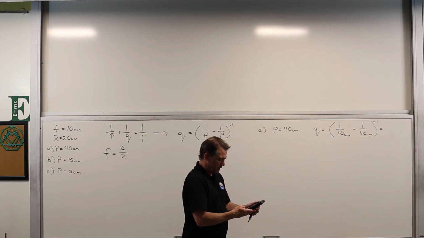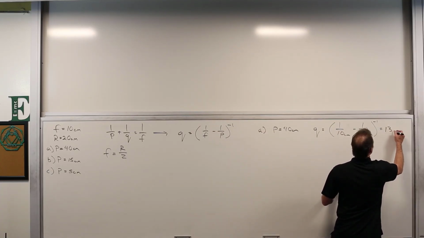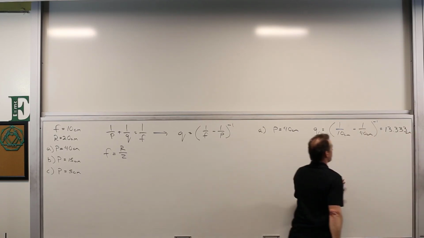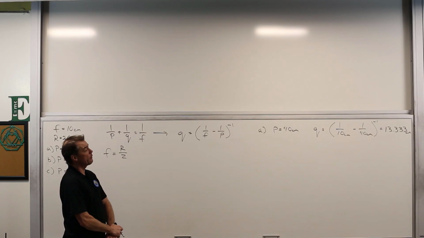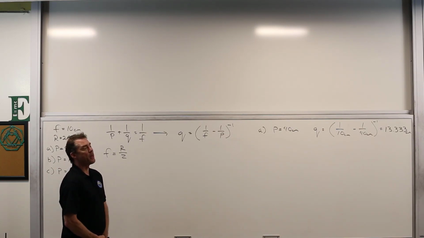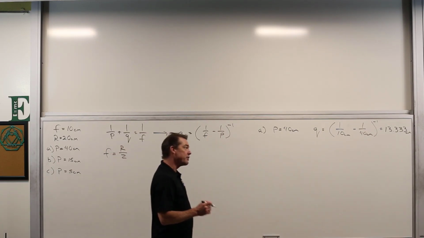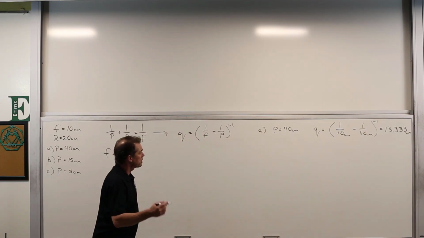1 divided by 10 minus 1 divided by 40, and then the negative 1. 13.333 centimeters. So that's where the image is located, 13.333 centimeters from the mirror. Q came out to be positive. Sign convention says that for mirrors, that is going to be on the front side of the mirror. That's good.